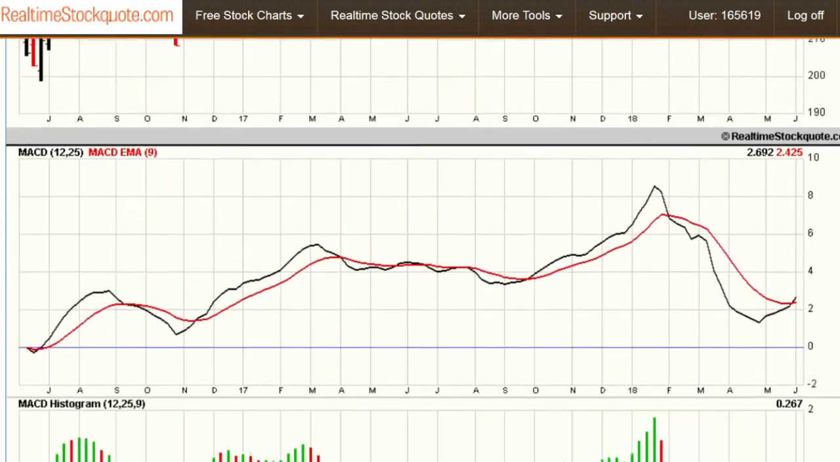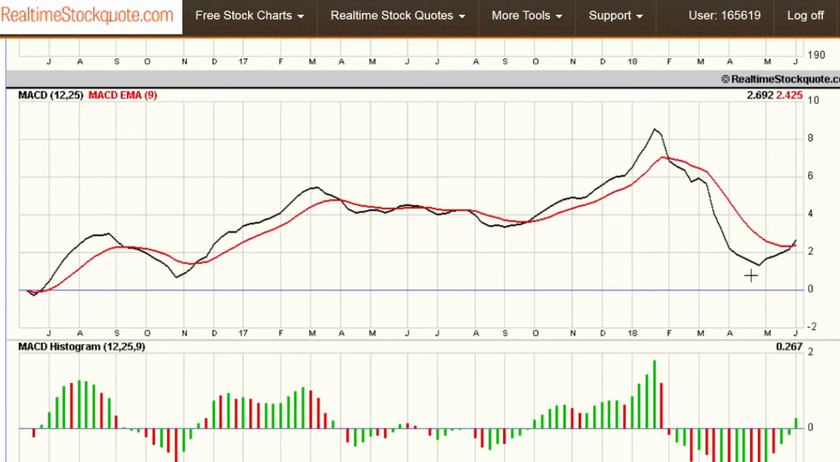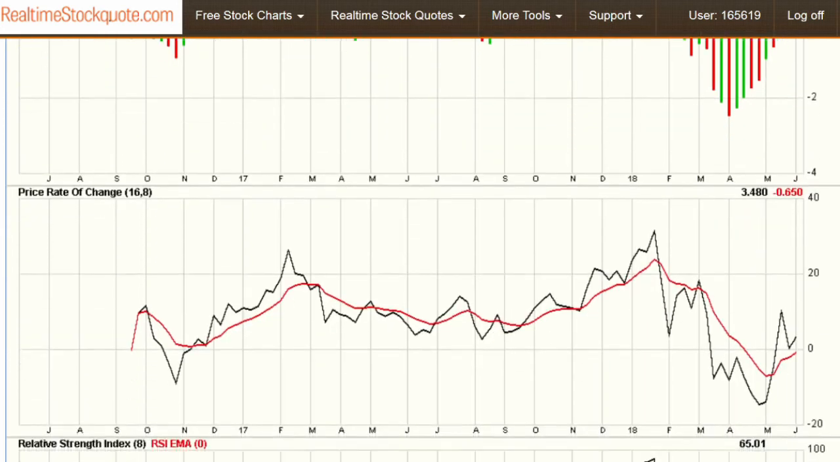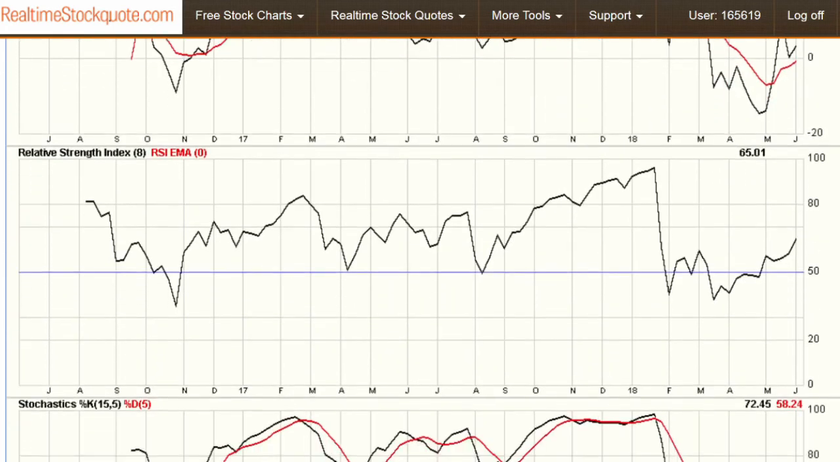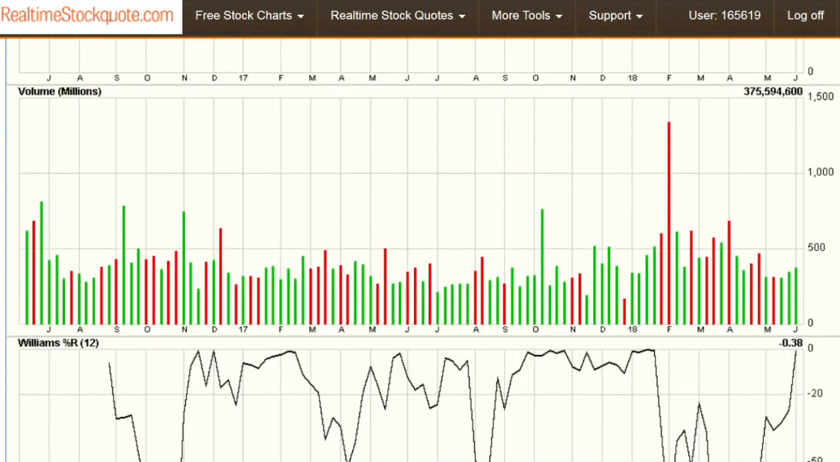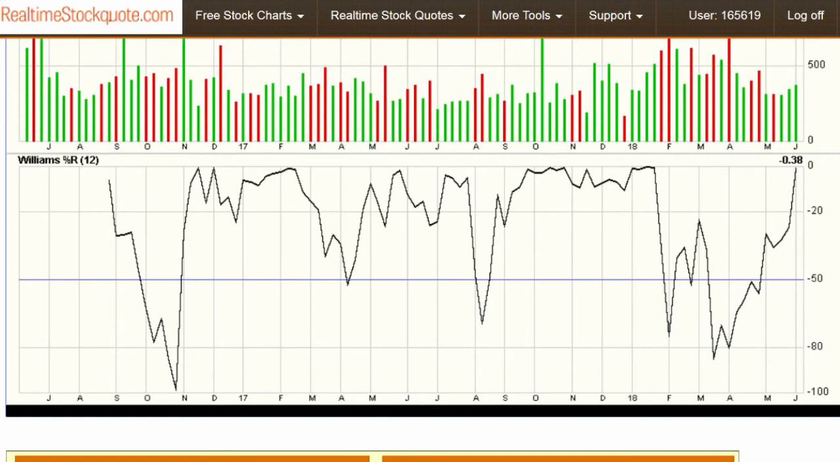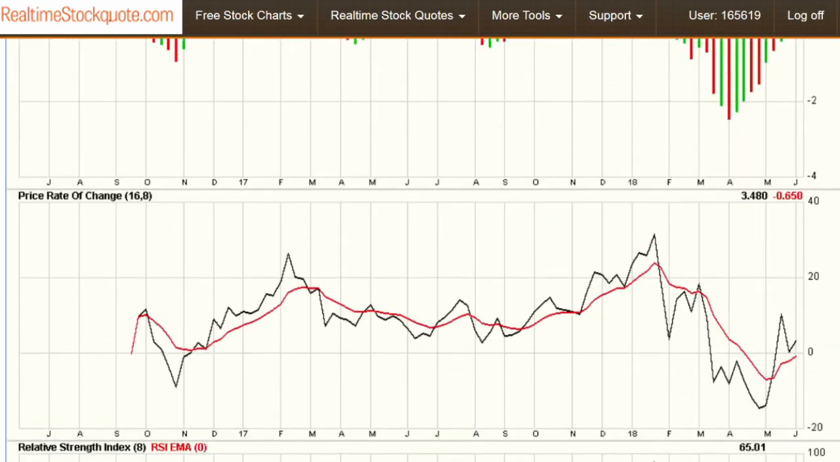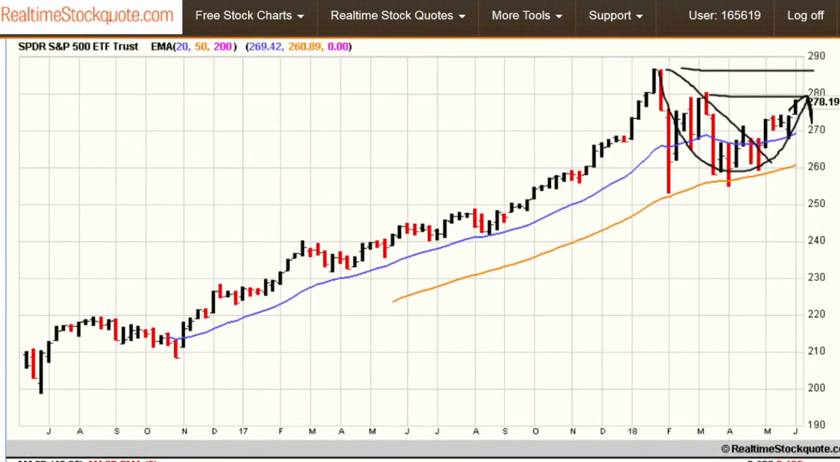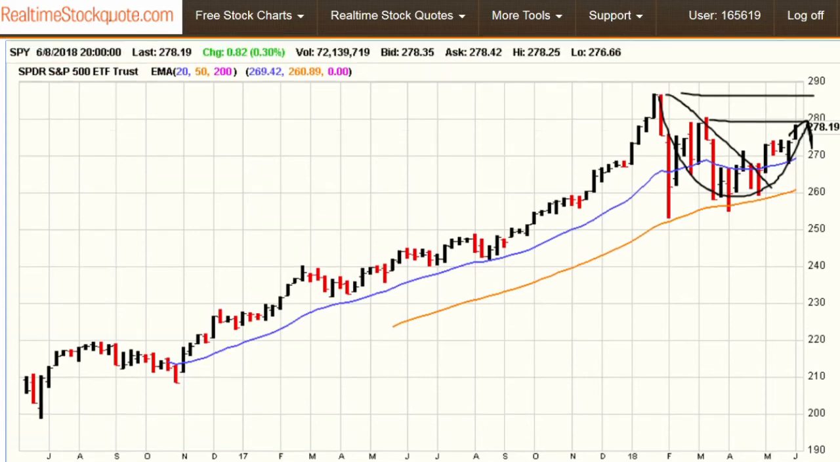But going into the oscillators, clearly, in my opinion, we've hit bottom, we're above zero, the fast line has moved through the slow line, and we're going to continue on up in that direction there. Same thing shows in the histogram, as well as in the price rate of change. Relative strength moving on up. Stochastics clearly moving on up. Volume looks fine. And then the Williams also racing on its way up. So in my opinion, this invalidates the author's thesis that the stock or the index is going to break down.